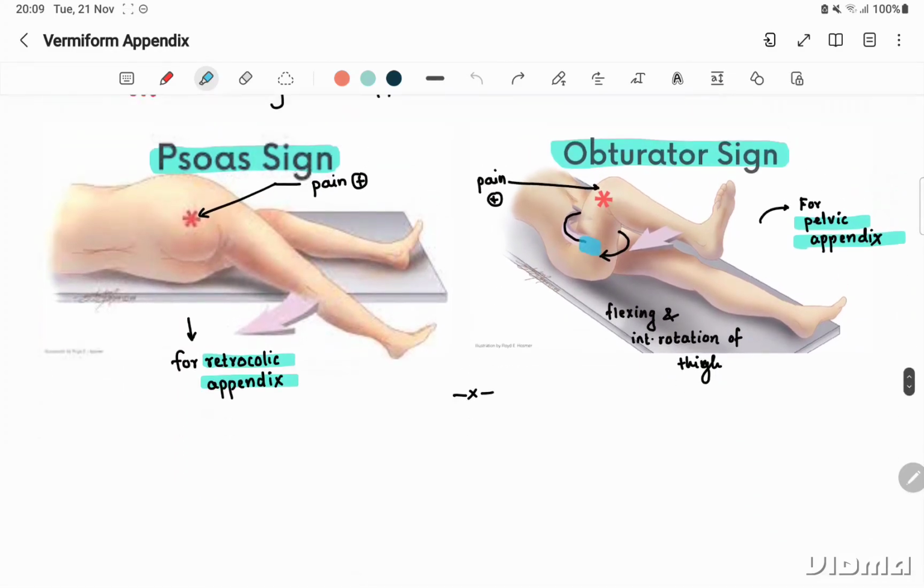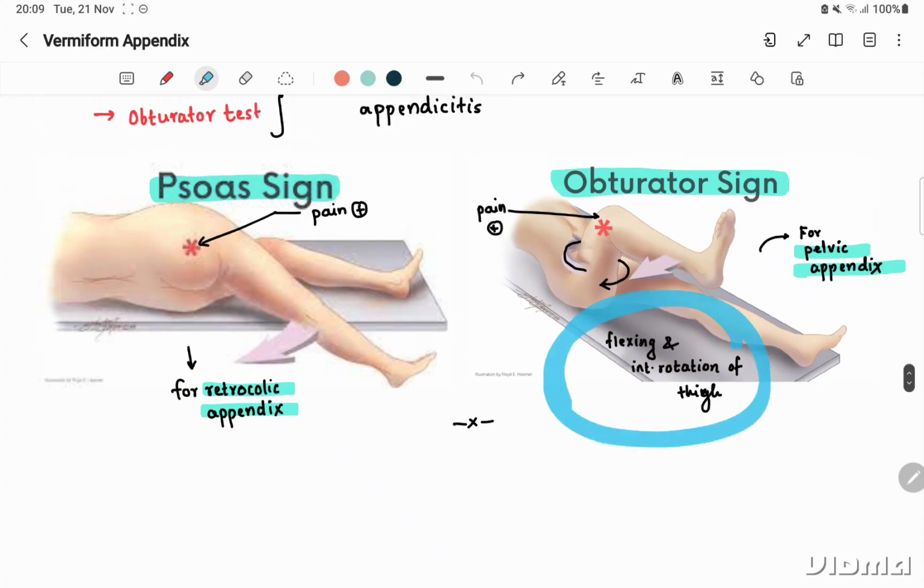And the obturator sign: if you just turn the leg laterally, flexing, and do internal rotation of the thigh, you can see the internal rotation of the thigh while flexing, then pain will be localized to the lateral part of your knee. Okay, and this is for your pelvic appendix.